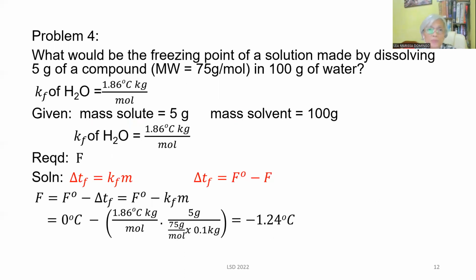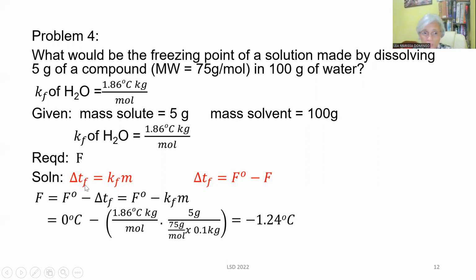Okay? Problem number 4. What would be the freezing point of a solution made by dissolving 5 grams of a compound, molecular weight is 75 gram per mole, in 100 grams of water? K sub F of water is 1.86 degrees Celsius kilogram per mole. So abstracting the data, mass of solute is equal to 5 grams. Mass of solvent is equal to 100 grams. So we convert this into kilograms. So this will be 0.1. Okay? So we are required to find the freezing point of the solution.